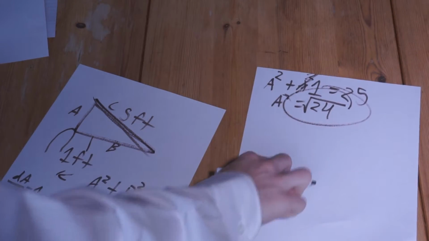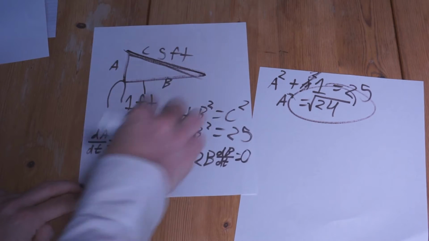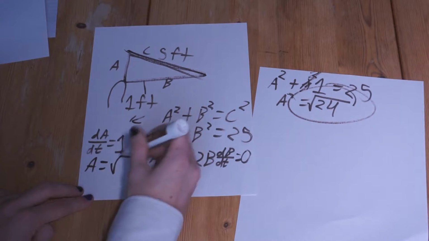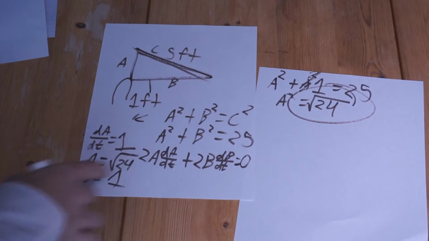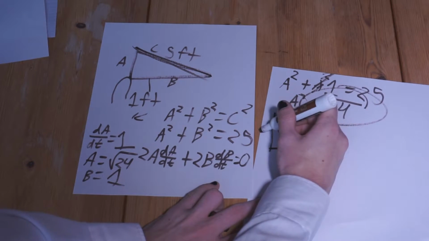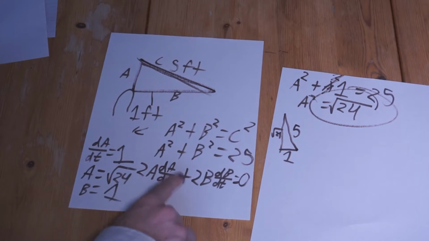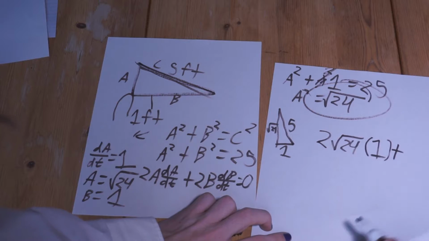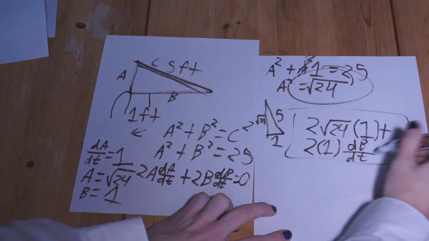So, now that we have that, A equals the square root of 24, and B equals 1. So the triangle will actually look a bit more like this. Now we can plug all that we know into this equation. I don't have enough room, so let's go to the next line. Okay. That equals 0, doesn't it?